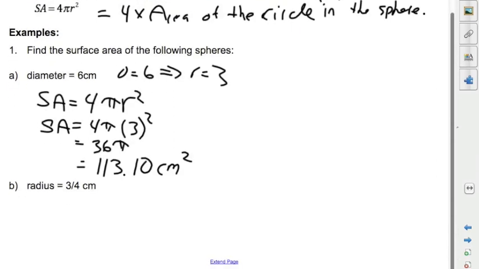So same thing with this question, surface area, 4 pi r squared.